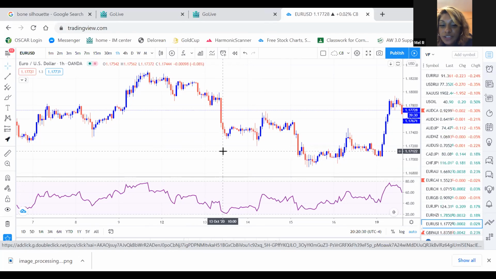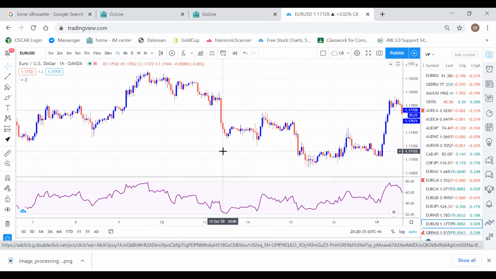Remember, you're looking for price to go in one direction and you're looking for the indicator to go in a complete opposite direction. I found one.